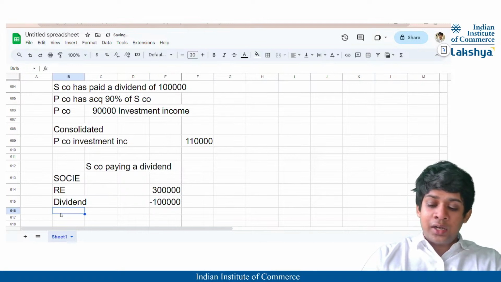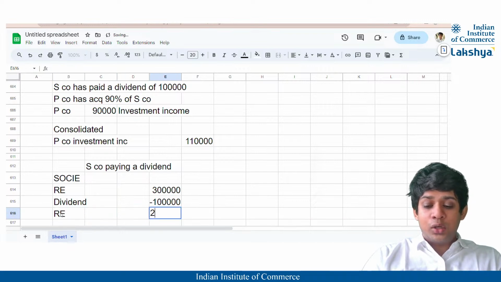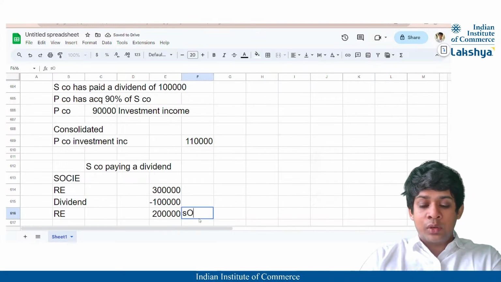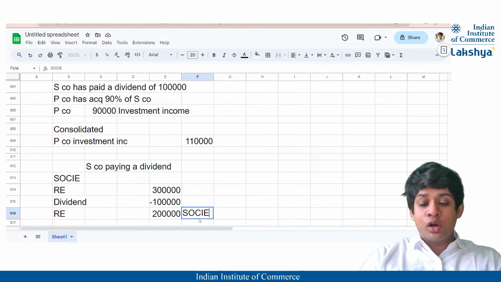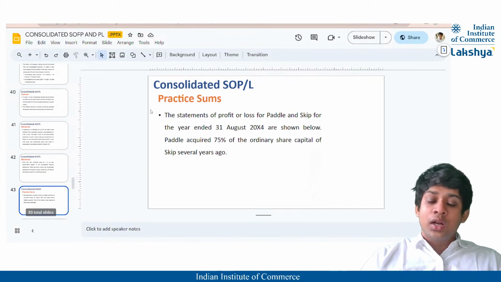Right? So the remaining retained earnings of the subsidiary in the statement of changes in equity will be nothing but 2 lakh, right? But this is an adjustment. These are all the adjustments which are made in the statement of changes in equity, correct? And for our syllabus of FR, we do not have the statement of changes in equity. Okay, the statement of changes in equity is not a part of your FR examination, right?